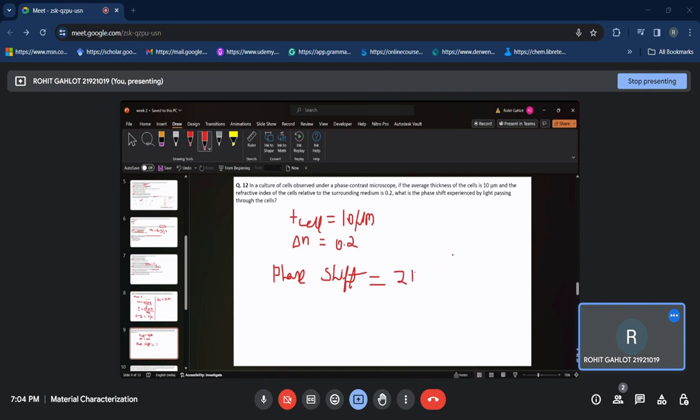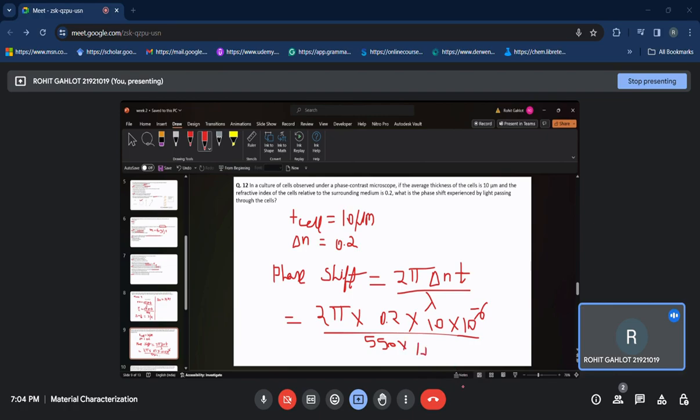So this will be given as 2 pi delta n times t divided by lambda. So when we solve it, we will be getting 2 pi times 0.2 multiplying by your thickness, 10 micrometers. So I am converting it into meter. Then it will be divided by your lambda, which is around, so taking it same as the previous question, 550 nanometer it was. So this will be coming around 22 radians, 22.92 to be precise. It can be converted into degrees also. I'm multiplying by 180 by pi, so it will be coming around 1313 degrees.